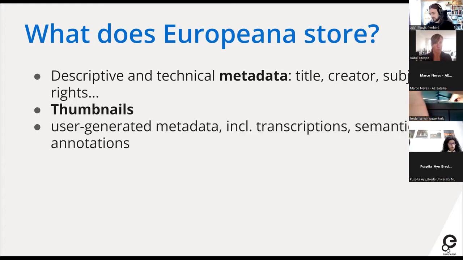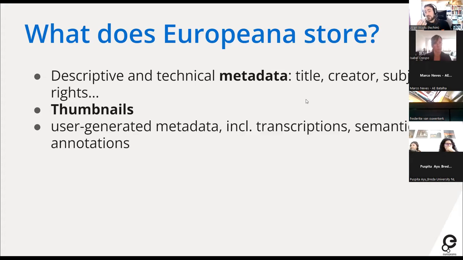Europeana itself stores in our specific database. Basically, all we store are those metadata files, those JSON files, those basically files of text that refer to other things. This is what I mean when I say that we store descriptive and technical metadata. Those JSON files are stored within a database with us, and all of the information that comes with that, so title, creator, subject, rights, are all found in those files.